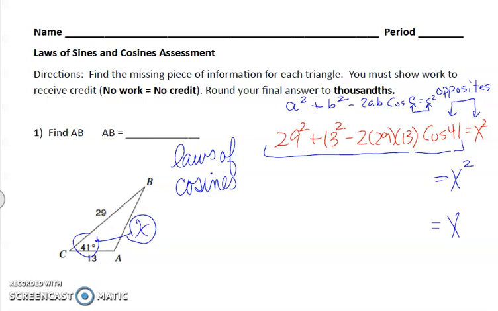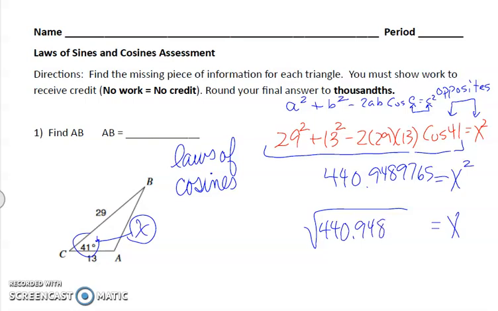So when you work that problem out, you'll get 440.9489765. To find x, we'll take the square root of that number. So x ends up being approximately equal to 20.999.